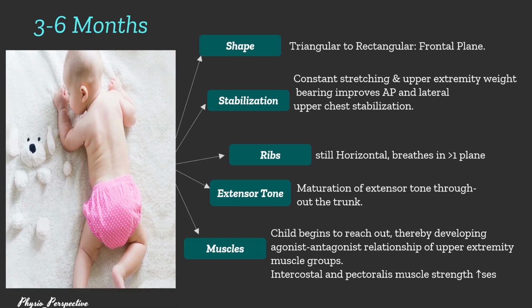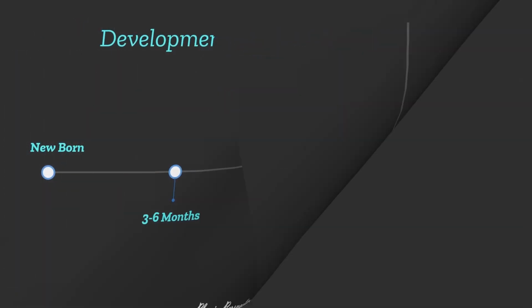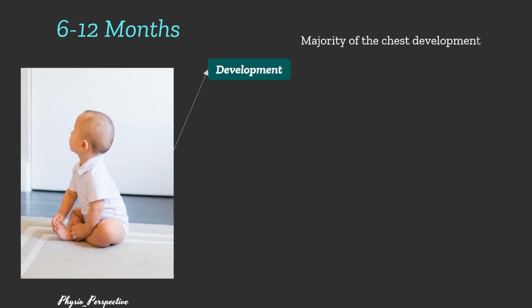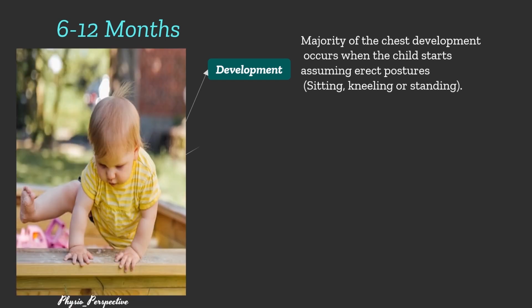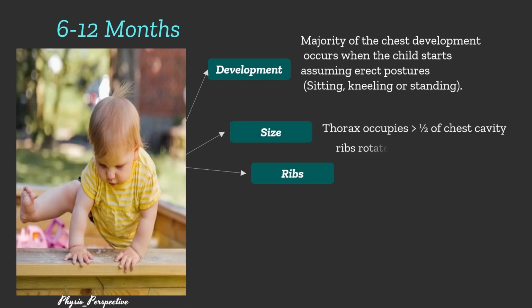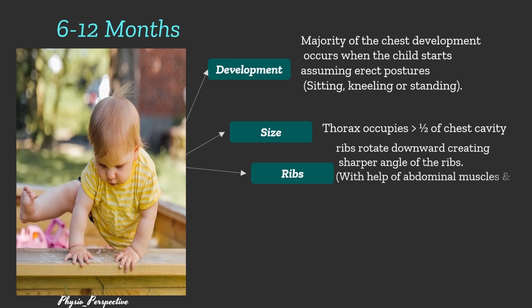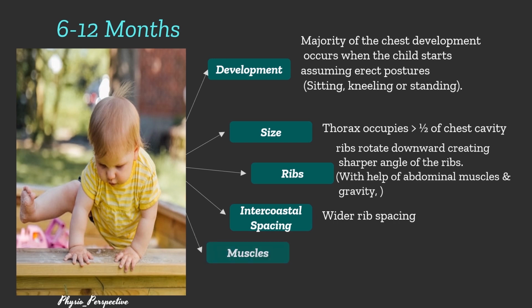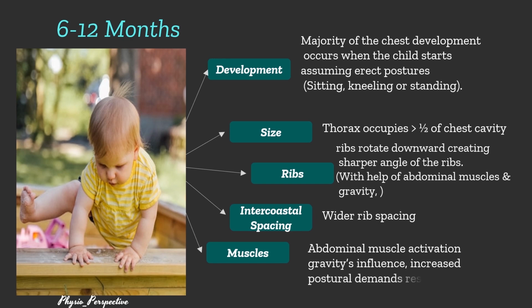At 6 to 12 months, the majority of the chest development occurs when the child starts assuming erect postures such as sitting, kneeling, or standing. The thorax occupies more than half of the chest cavity. Ribs rotate downward, creating sharper angle of the ribs. There is wider rib spacing. Abdominal muscle activation, gravity's influence, and increased postural demands result in increased intercostal muscle activation.